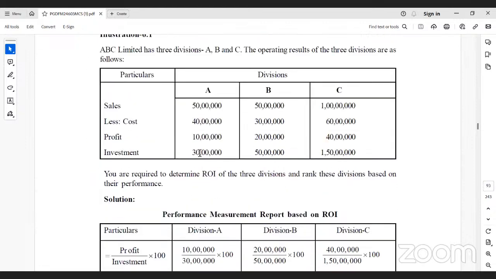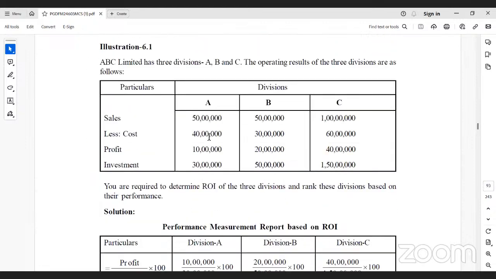Now, this is one example. ABC Limited has three divisions, A, B, C, and the operating results of the three divisions are as follows. The sales of A division are 50 lakh, B division 50 lakh, and C division 1 crore. Naturally, if you see the sales, division C's performance is better than A and B. Why? Because the sales are 1 crore. The remaining two divisions' sales are 50 lakhs, 50 lakhs.